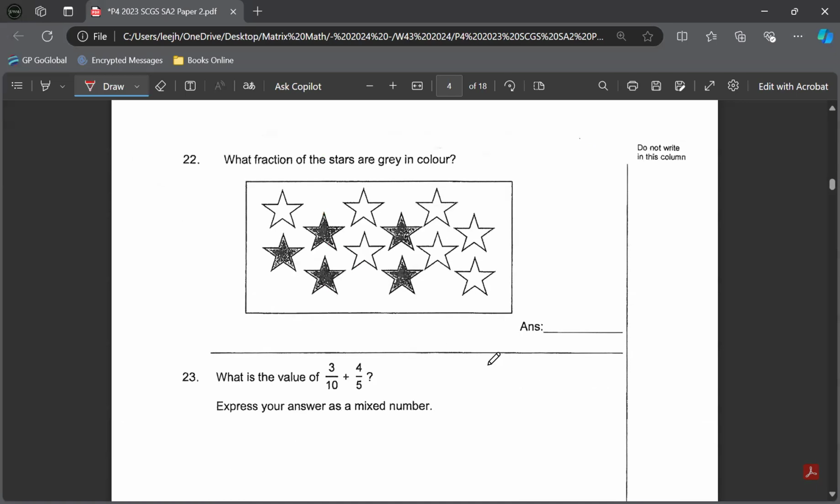Question 22. What fraction of the colors are gray? If you look at this, fraction means you need gray over your total. So gray, there's 5. Over total, there is a total of 12 stars. So what fraction? If you look at this, it is already simplified. So you don't need to simplify anymore. Your answer is 5/12.